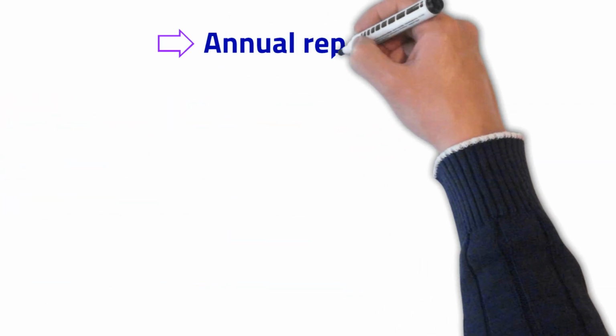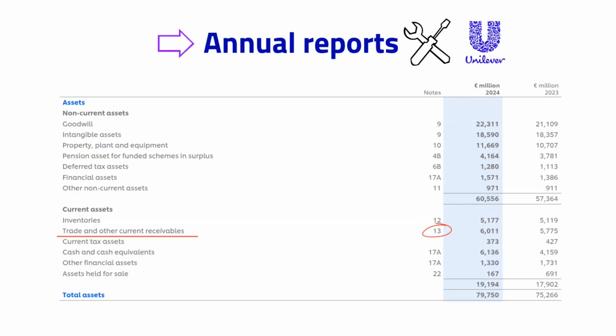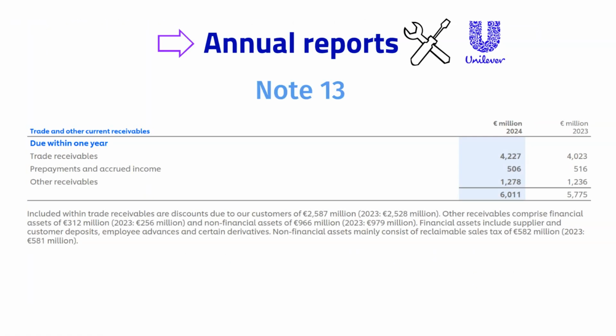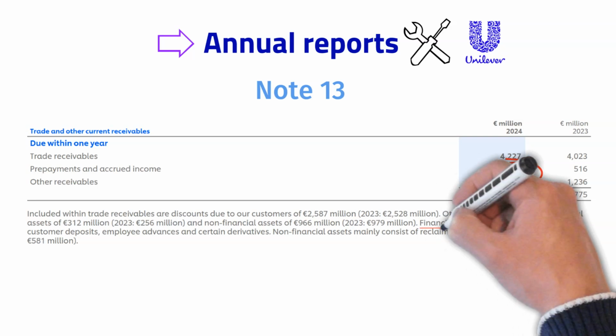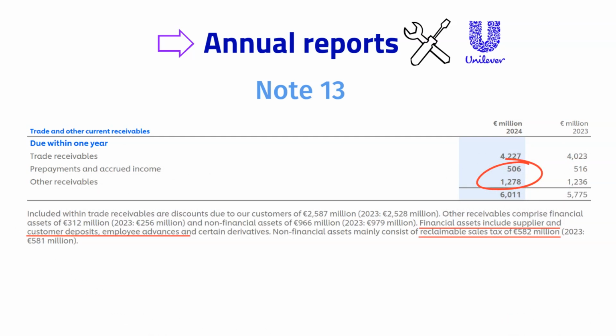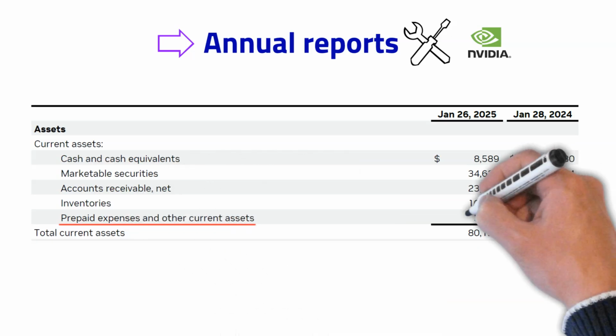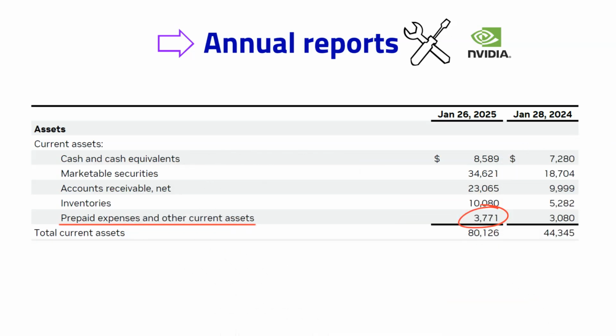For example, Unilever shows them on the balance sheet in trade and other current receivables. When we follow note 13, we see on page 167 0.5 billion of prepayments and accrued income and 1.3 billion of other receivables. And the note describes that these include supply and customer deposits, advances to employees, and reclaimable sales tax. NVIDIA in its turn shows 3.8 billion of prepaid expenses and other current assets, but they don't provide further details.